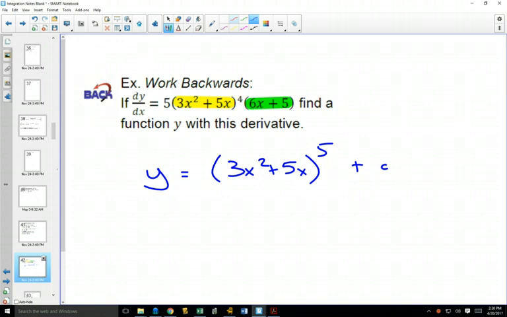It could be a little c, could be a big c. I just wanted to mix it up a little bit. Well, originally I thought about making a big C. Okay.